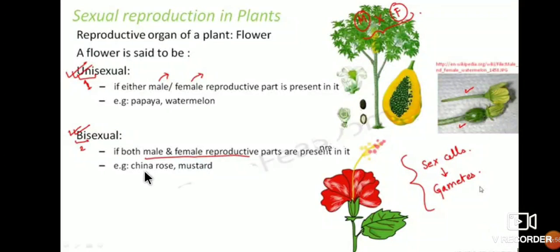China rose means Hibiscus rosa-sinensis. In Kannada, the flower name is Dasavala. In this one, it contains both male and female reproductive parts. That's why this flower is called a bisexual flower. And the other is called a unisexual flower.